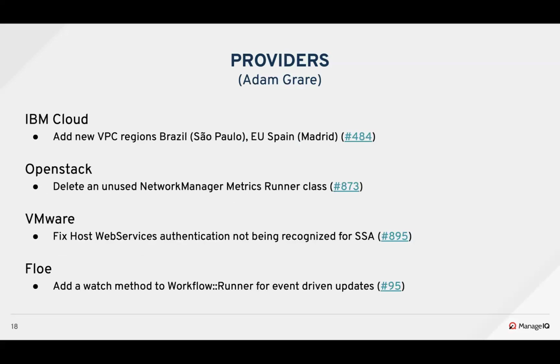For IBM Cloud, Jay added the Brazil and Madrid VPC regions. For OpenStack, we deleted an unused worker runner class. The metrics worker for the network manager was deleted a while ago, but the runner was still present, so we were able to delete that without any adverse side effects. For VMware, we fixed a bug with the host web services authentication not being recognized for smart state analysis. This is a result of some refactoring in the form, and we're now using the default authentication type instead of web services.